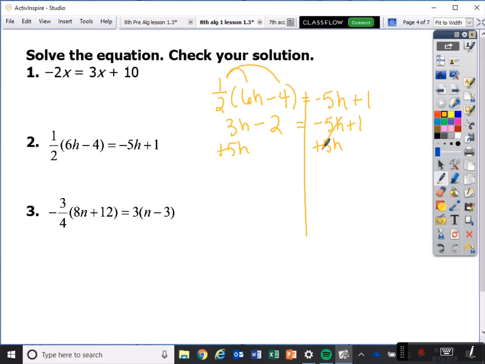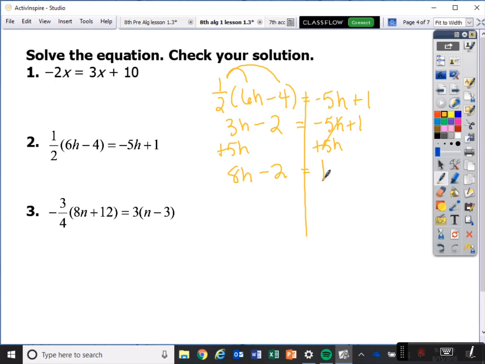3h plus 5h is 8h. 8h minus 2 equals 1. Now how many h's are there? 1. To get rid of a minus 5h, you plus 5h. That's what I said.